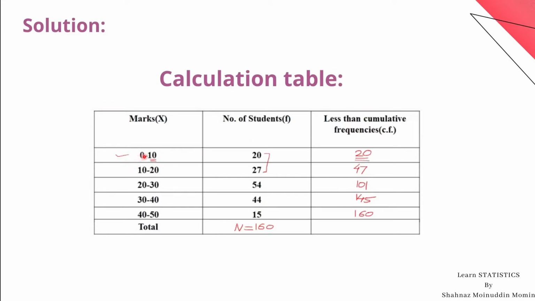Look at the first class 0 to 10. Here 10 is the upper limit of the first class and its corresponding less than cumulative frequency is 20. So we first plot a point with upper limit 10 against 20. Similarly, the second point is upper limit 20 corresponding to less than cumulative frequency 47. Likewise, the fifth point is the upper limit of the fifth class 50 and its cumulative frequency 160.